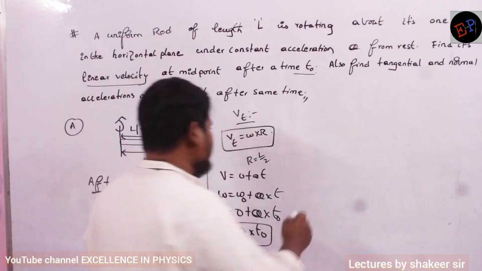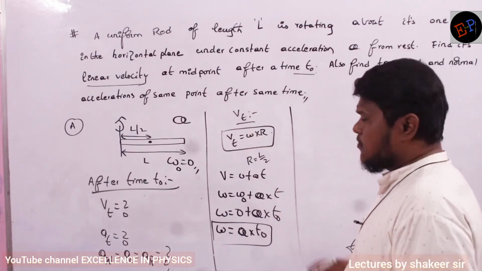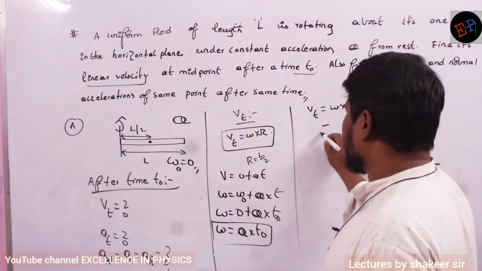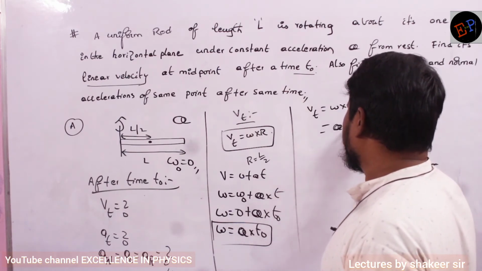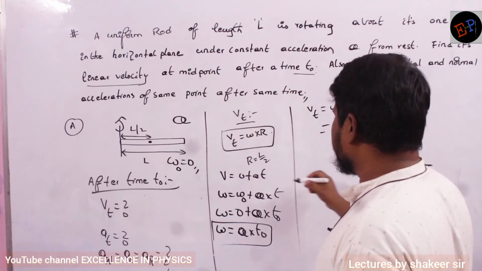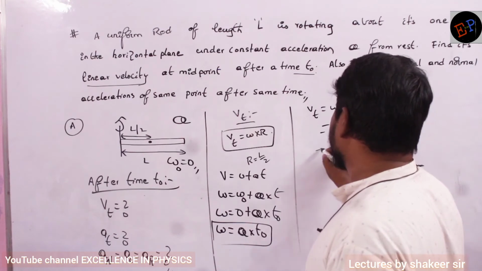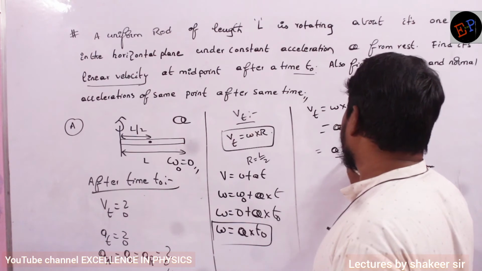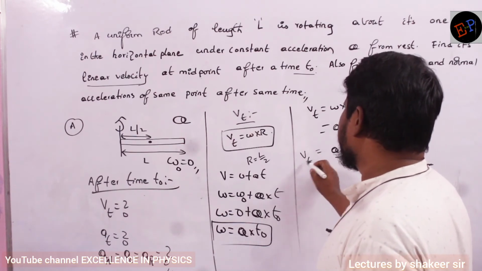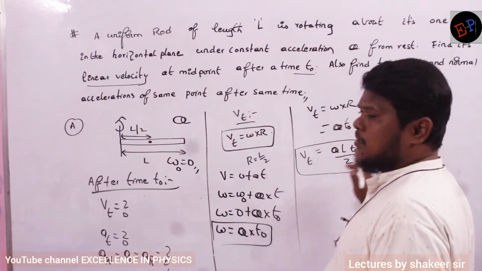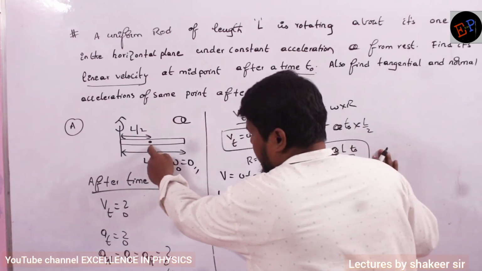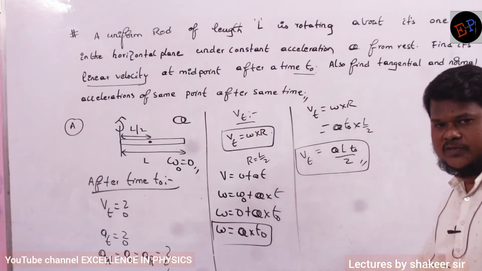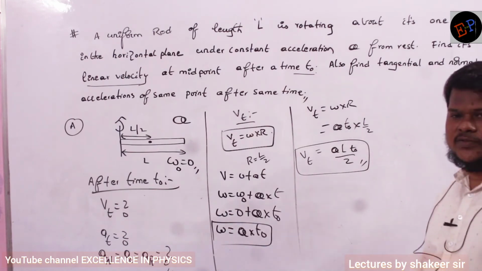Okay. So once I know the angular velocity, now just substitute in this equation. V tangential is equal to omega into r. Omega value is alpha t naught, multiplied by radius, which is L by 2. Clear, no? So what is the answer I got? Alpha L t naught divided by 2. So this is my tangential speed of which point? Tangential speed of the midpoint of the rod, after a time of t naught. That's very simple. Understood, no?